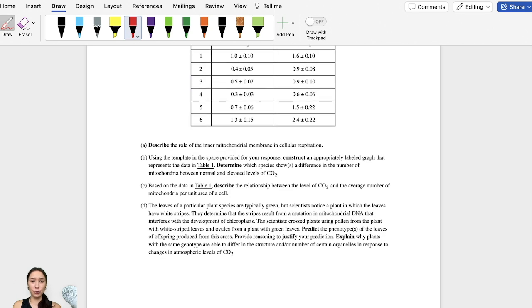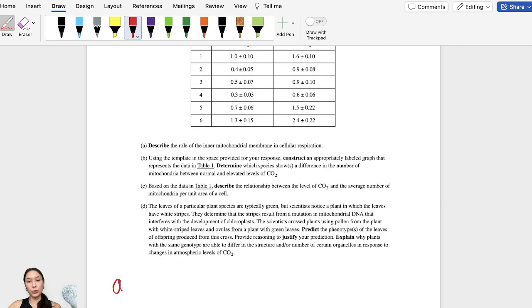The inner mitochondrial membrane. So if we remember, I'll draw a diagram. You don't have to draw a diagram for the answer, but just for the sake of this, you have your mitochondria, which is a double membrane, right? So this is the inner membrane, and then we're going to do an outer membrane here. They're asking you the purpose of this inner membrane right here.